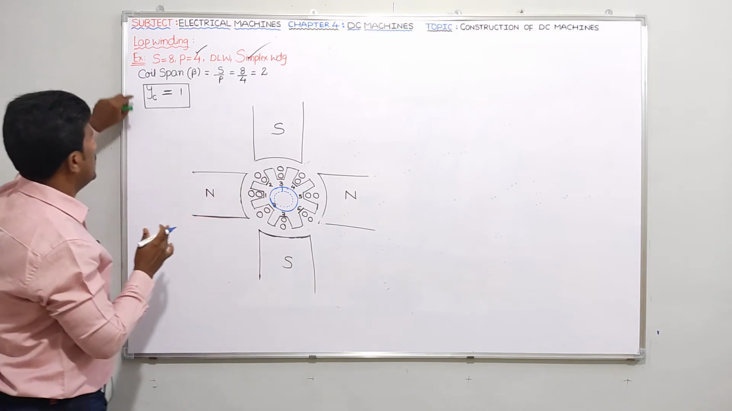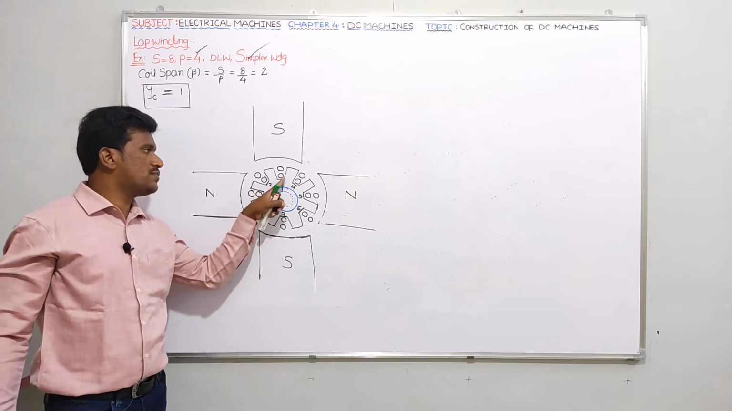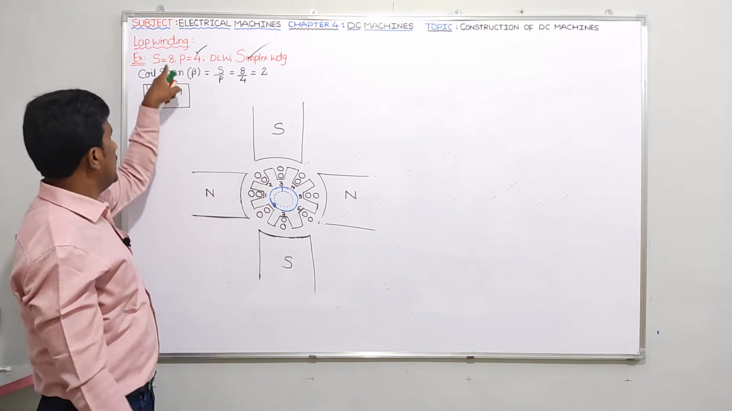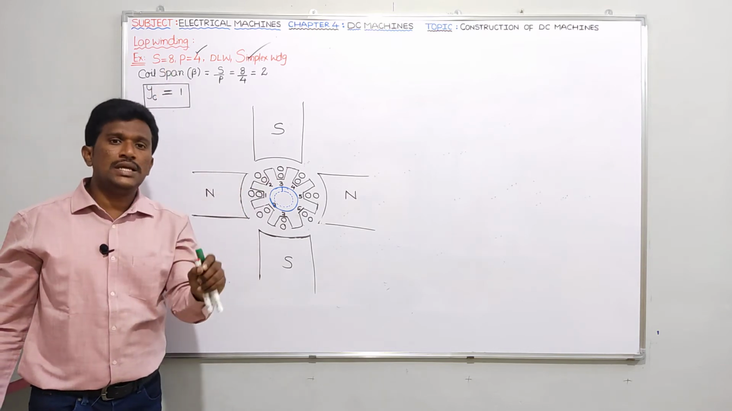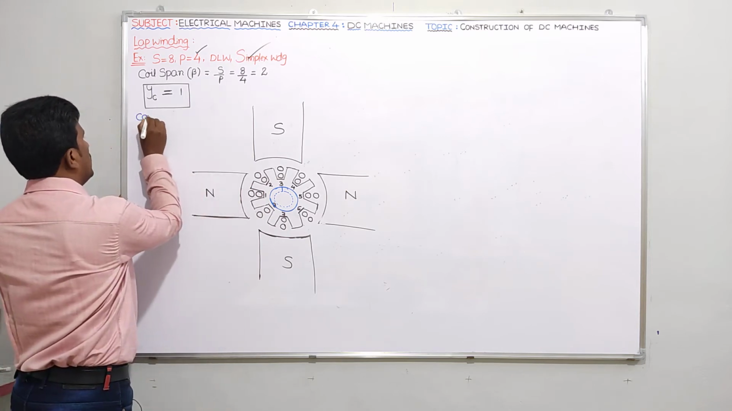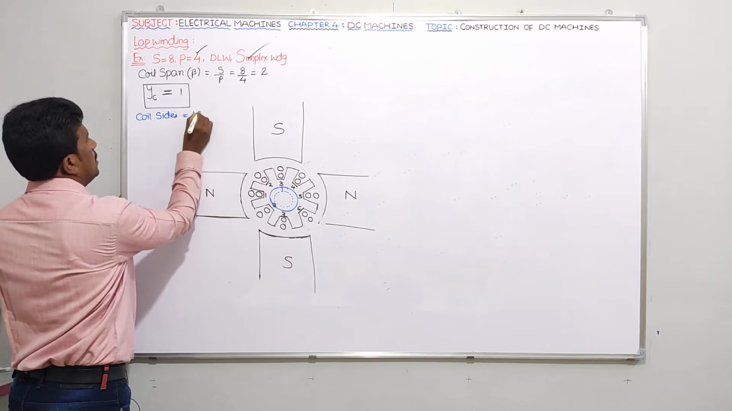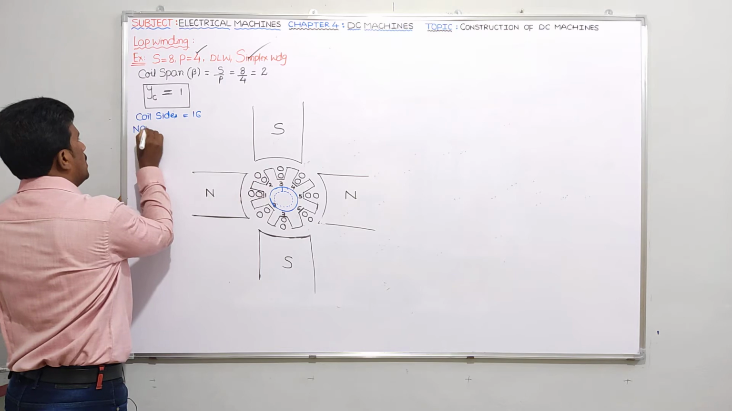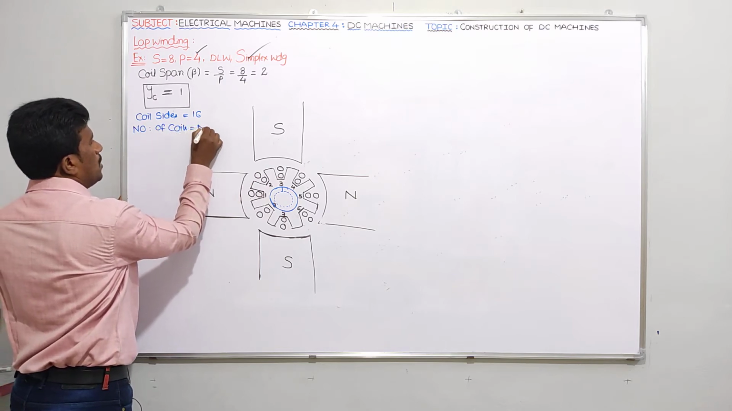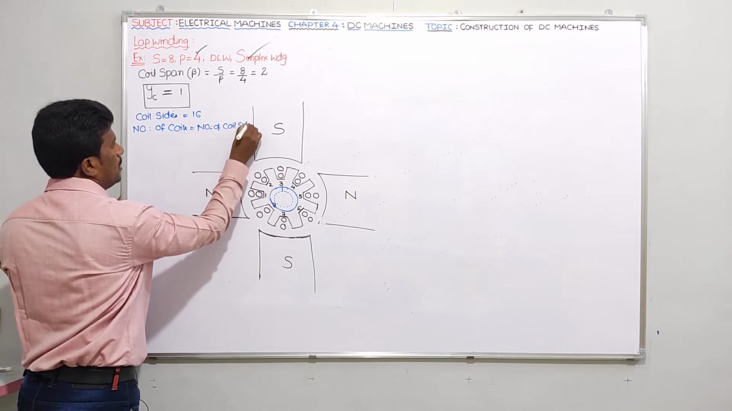So the number of coils, how many here? Please try to see. I told you double layer winding means 2 coil sides will be placed in each slot. So in each slot 2 coil sides. Total slots 8, 8 into 2 is 16 coil sides. So in this example I'm having coil sides equal to 16. And what about the number of coils? The number of coils is equal to the number of coil sides by 2.